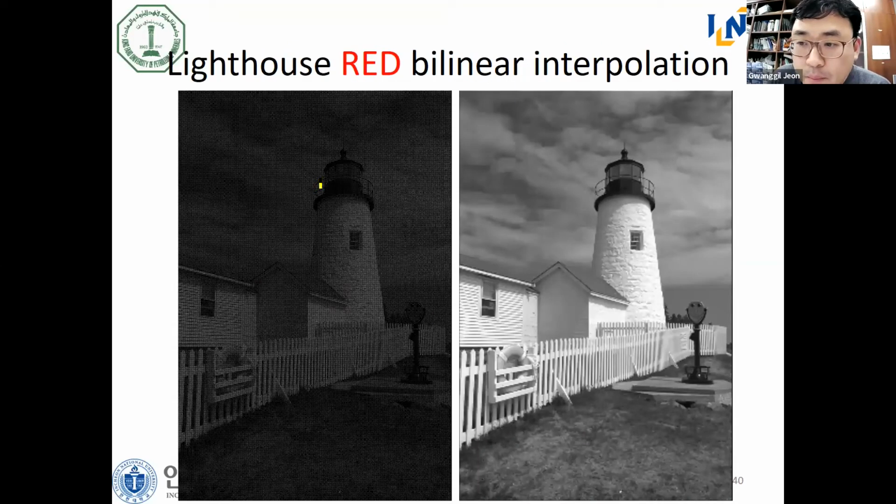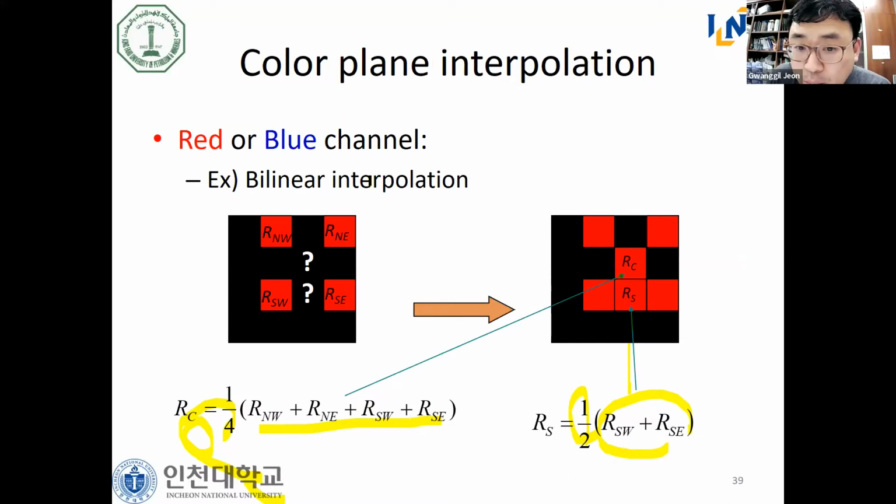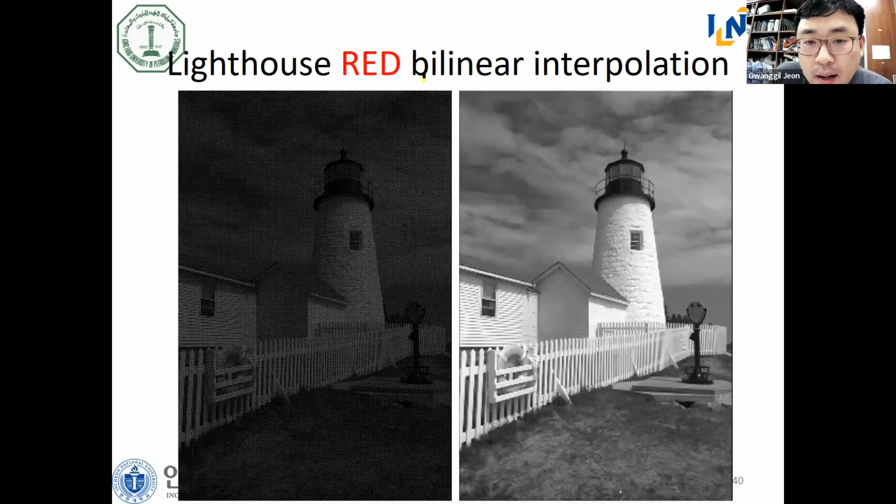So this is the bilinear interpolation. We add 2 pixels and divide by 2, or we add 4 pixels and divide by 4. So the red bilinear interpolation is shown here. Here is the result, and as you can see, in this area and this area, there are some artifacts.